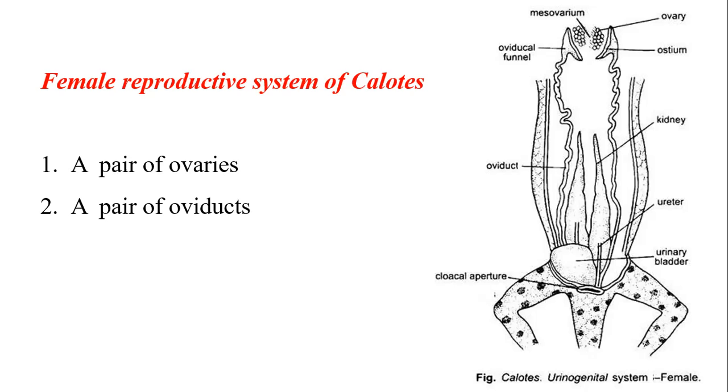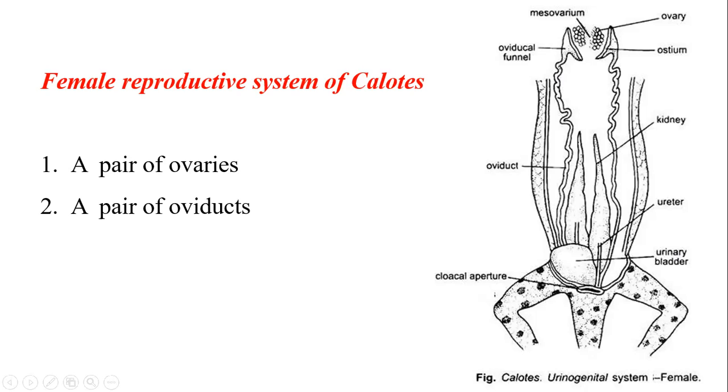Then the oviduct. A long, thin walled tube which extends from the ovary to the cloaca is called the oviduct. In the diagram you can see that from the ovary up to the cloaca, this long thin walled tube is the oviduct.